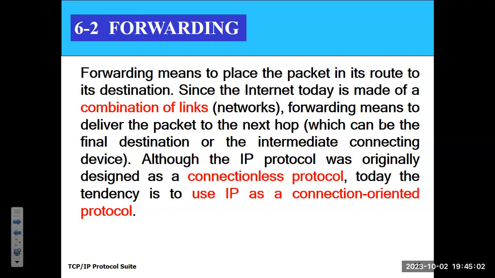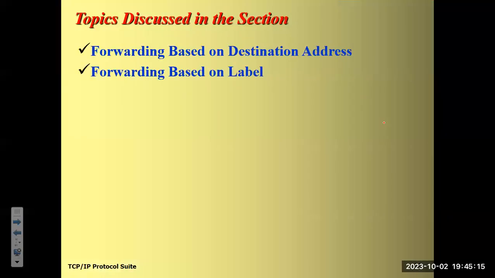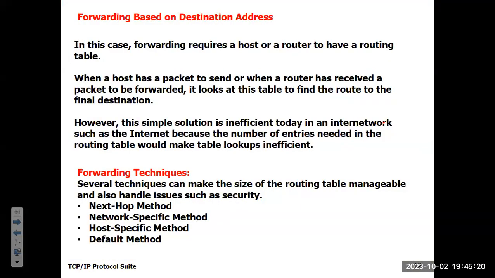How many types of forwarding do we have? We have two: using the destination IP, or using the label. I will explain that. So forwarding based on the destination and forwarding based on the label. Let's cover that. Forwarding requires a host or router to have a routing table. How will you know your path when delivering a packet from A to B through a router? You need a routing table.